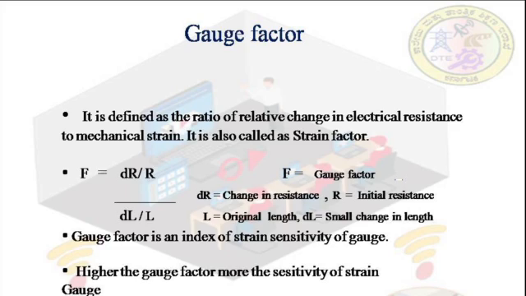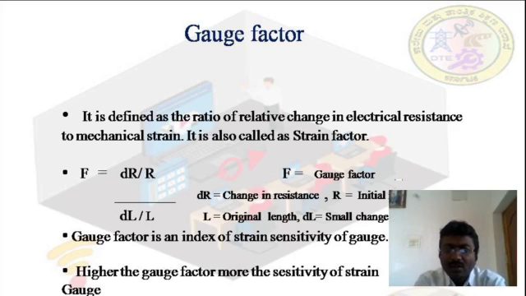dR is the final resistance minus initial resistance. That is the change in the resistance after applying the load. L is the original length, that is the length before applying the load. dL, the small change in the length, that is dL is final length minus original length, that is the small change in the length when the load is applied on the body or wire.